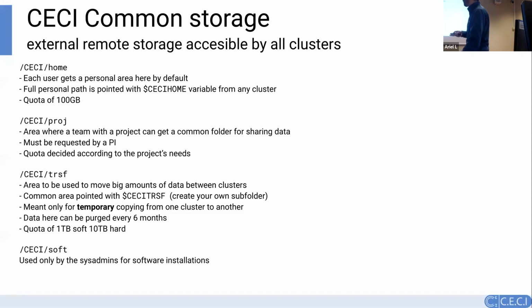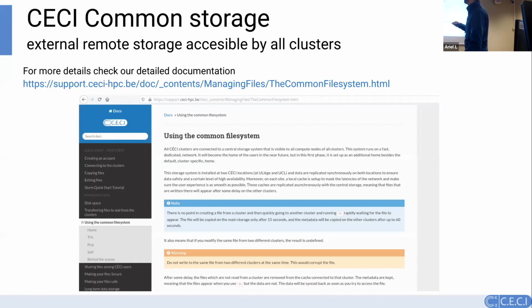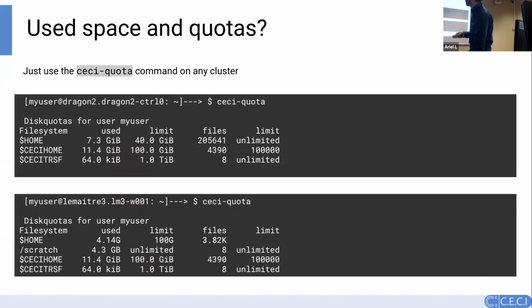Or we can, from time to time, delete all data from non-active users. But don't be surprised if at some point you receive an email asking you, please, you're over quota here, you should do cleanup. And here you have the link to the CECI documentation with more details on how to use the common file system. And then I talked about how you have home, CECI home, global scratch. Some of them have quota, some not.